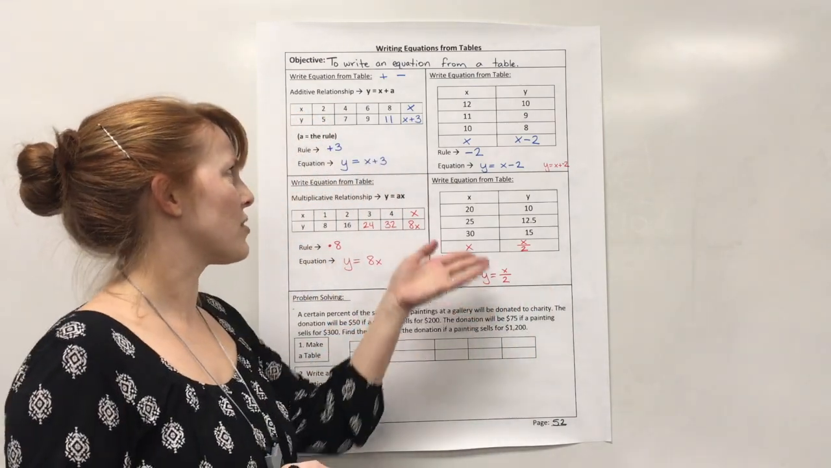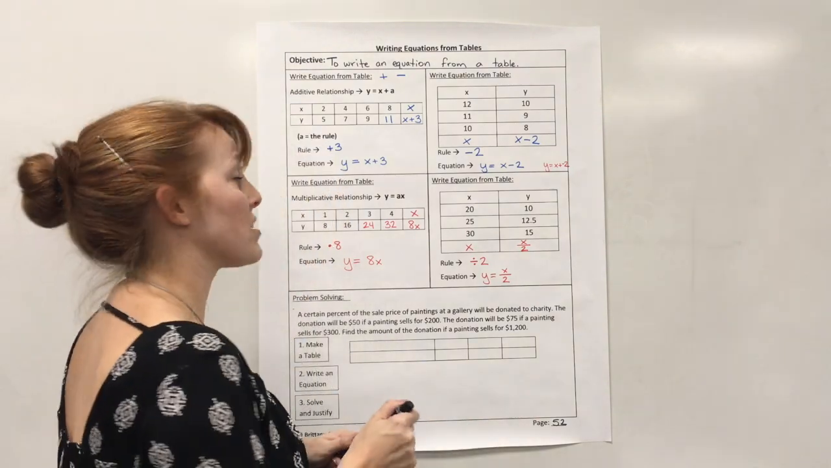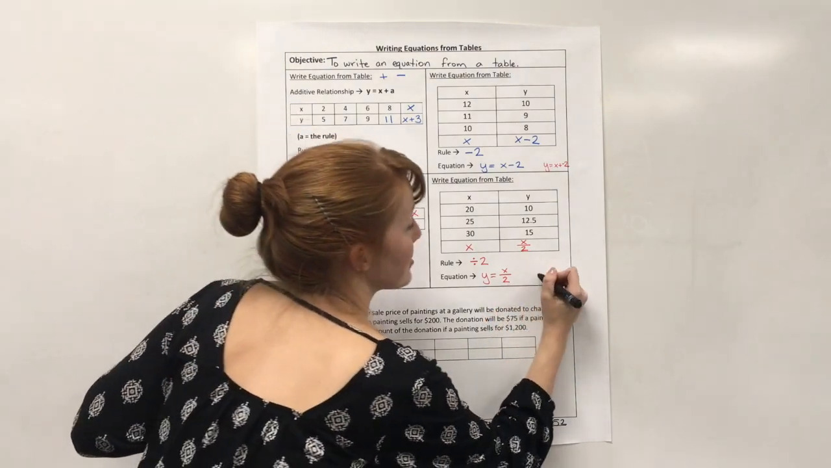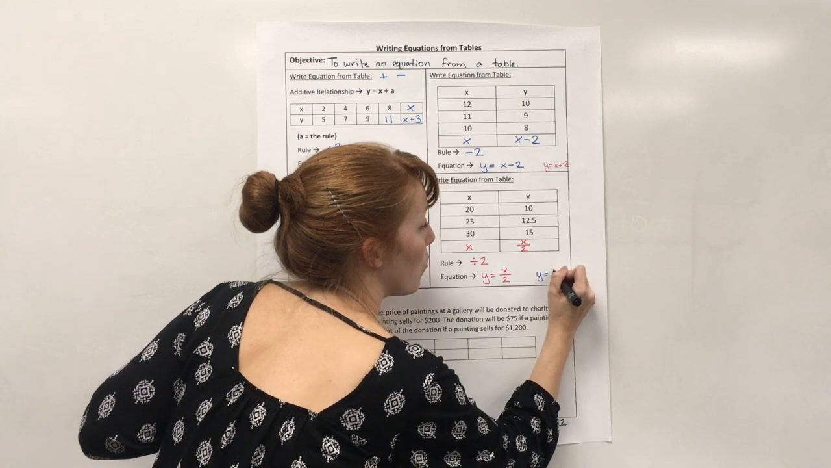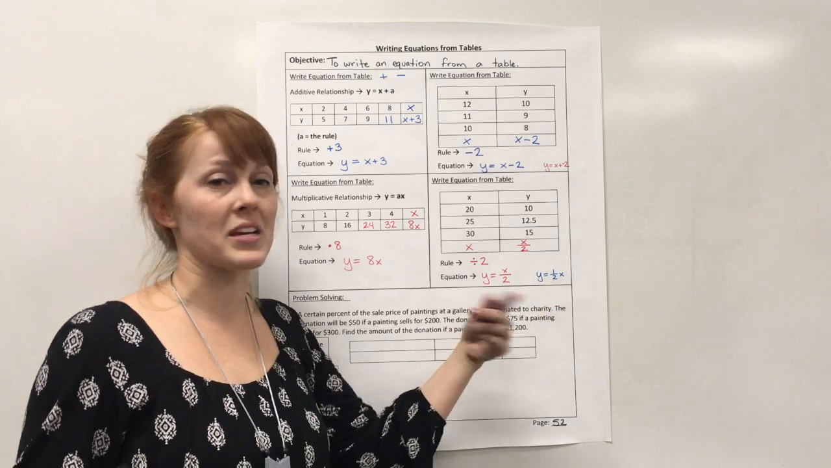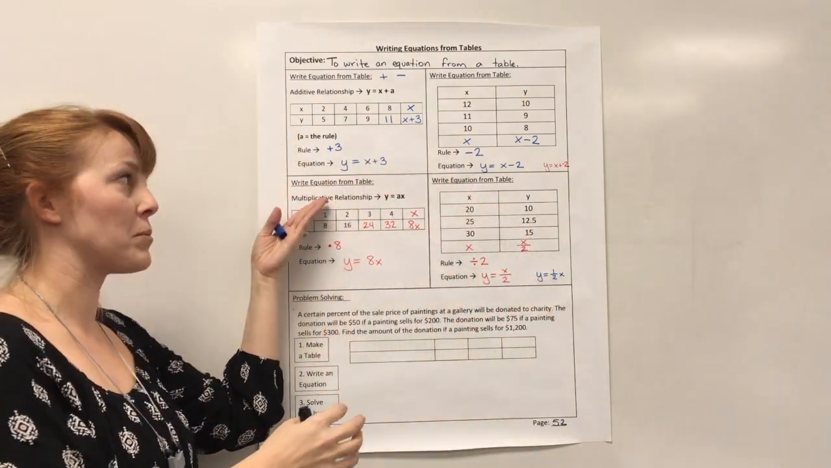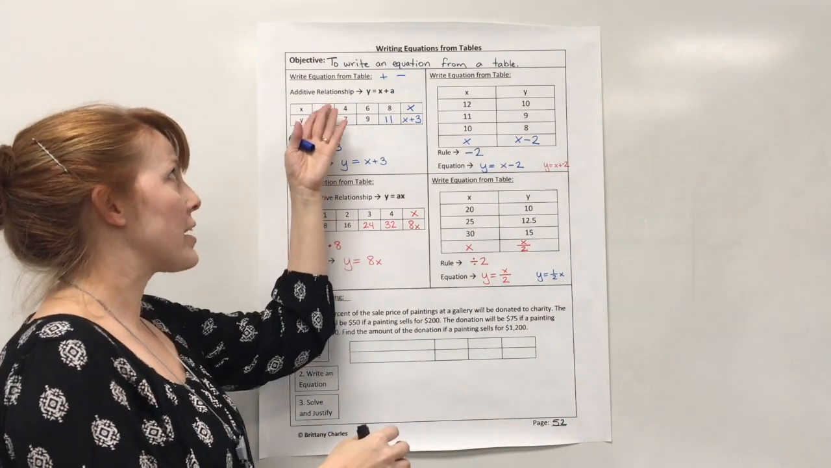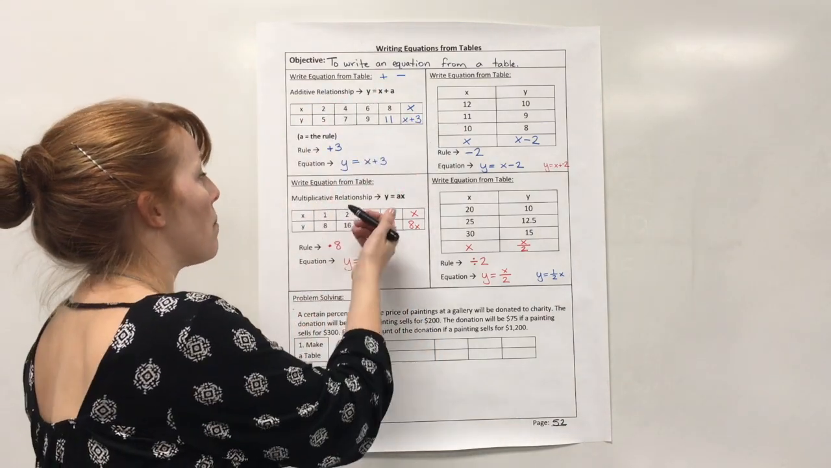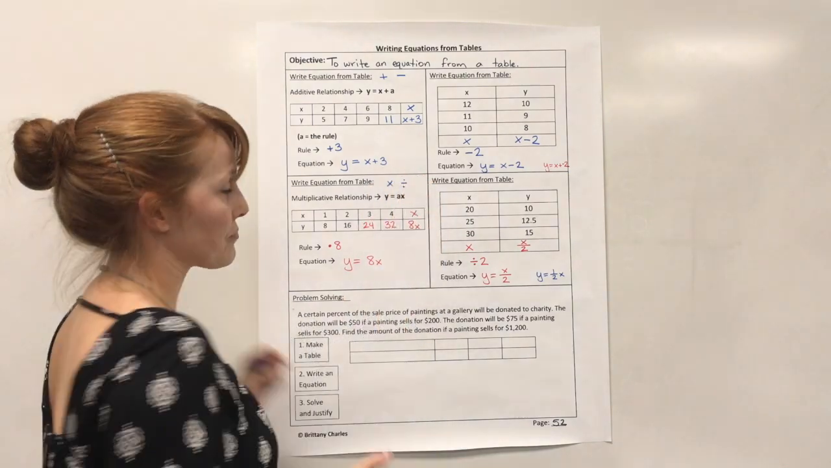Now, why is division the same as multiplication? Because I could rewrite this as a multiplication problem, and I could say Y equals 1/2 X. When I divide by 2, that's the same thing as multiplying by half. So either way, I could write this in a multiplicative way. So additive is adding or subtracting. Multiplicative means multiplying or dividing.